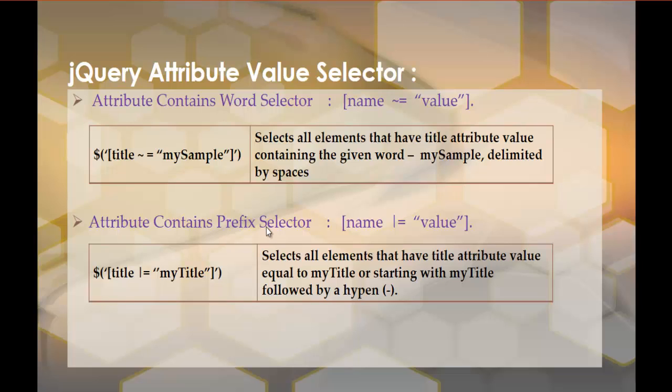Attribute contains prefix selector. So here we have used the pipeline operator. Title, the value should be my title. What it does, if we use this prefix selector, it selects all the elements that have title attribute value equal to my title. In the sense, the title attribute value should be my title, or starting with my title followed by a hyphen. Okay, now let me show you how it works.